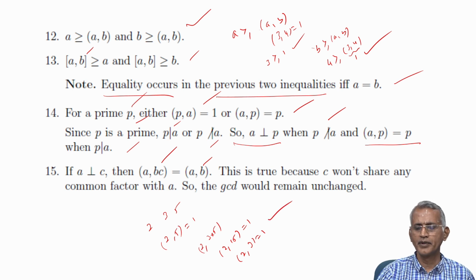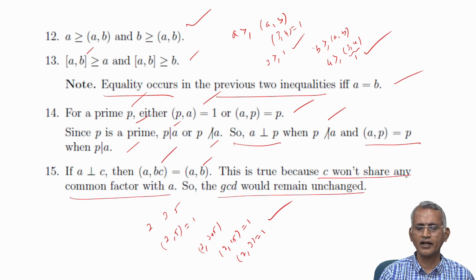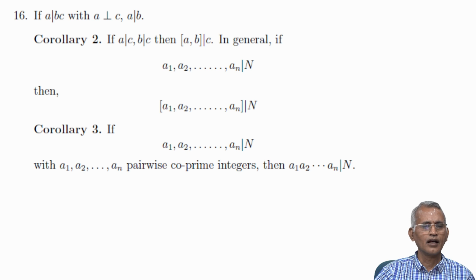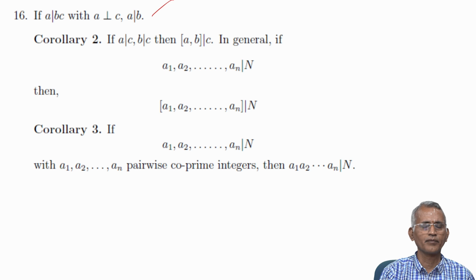This is true because C will not share any common factor with A, so the GCD would remain unchanged. The 15 does not have a common factor with 2. So, this way we can express the value of 15. If A divides BC with A coprime to C, then A divides B.